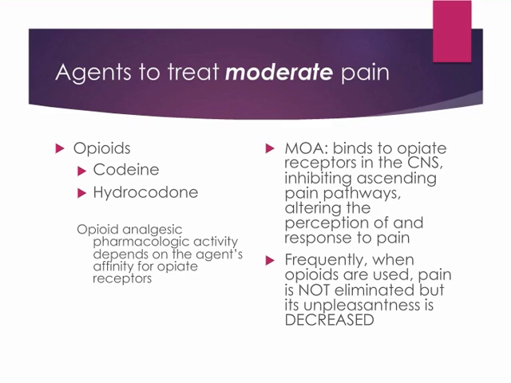Moving then to agents that treat moderate pain, we should keep in our peripheral brain the opioids codeine and hydrocodone. The opioid analgesic pharmacologic activity of these agents really depends on their affinity for the opioid receptors. These agents bind to the opiate receptors in the central nervous system, inhibiting the ascending pain pathways and altering the perception of and the response to pain. So I think a great way to think of this and to explain it to patients is that you're not eliminating pain, but you're decreasing the unpleasantness that's associated with pain.